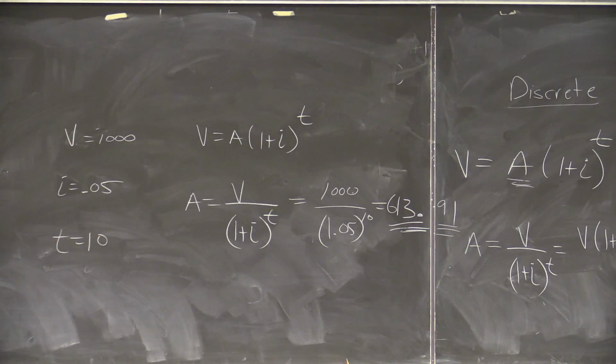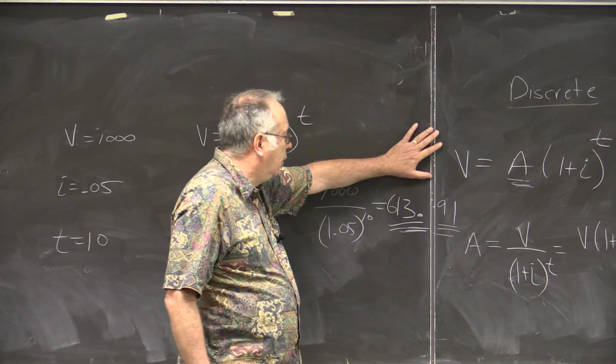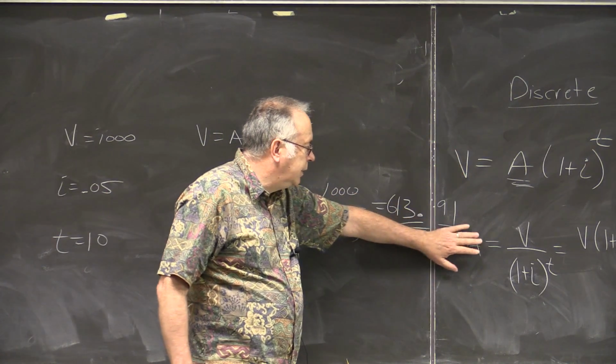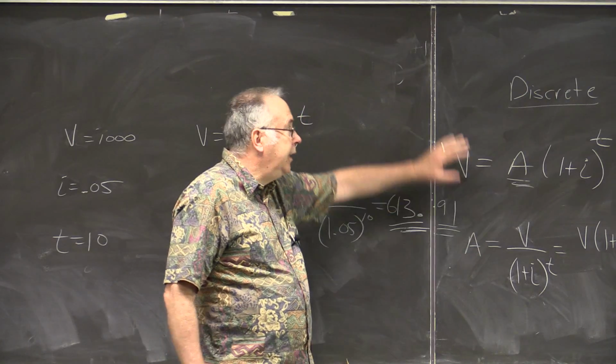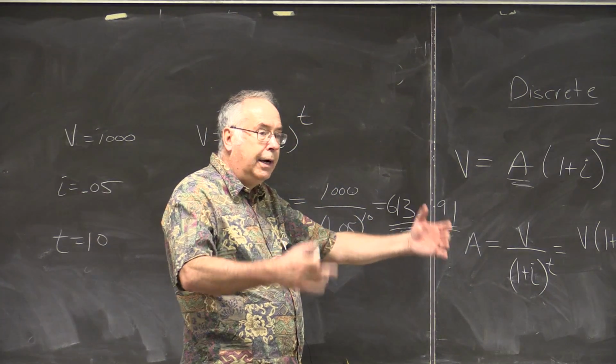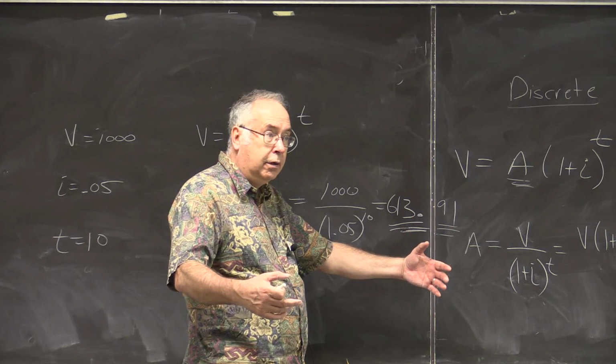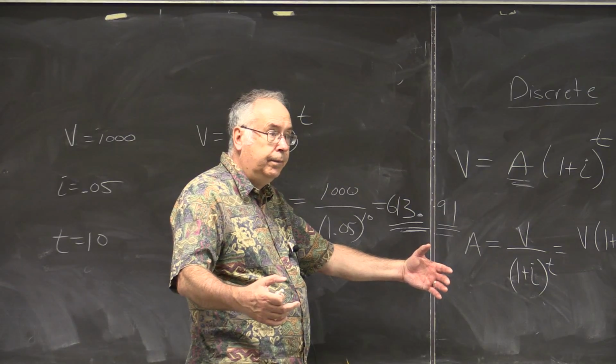That's the idea of present value. So this is the future value formula right here. This is the present value formula in a discrete model, where the growth process is discrete, where the growth occurs every year at an instant in time.